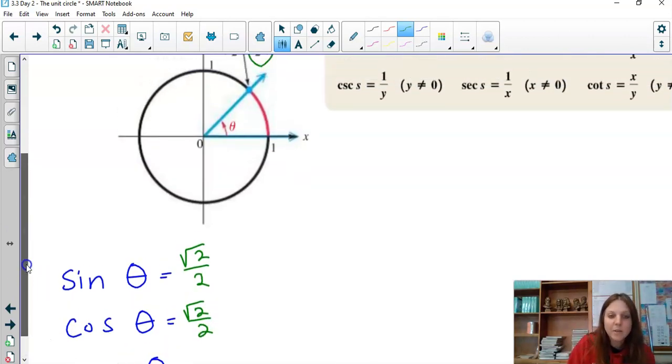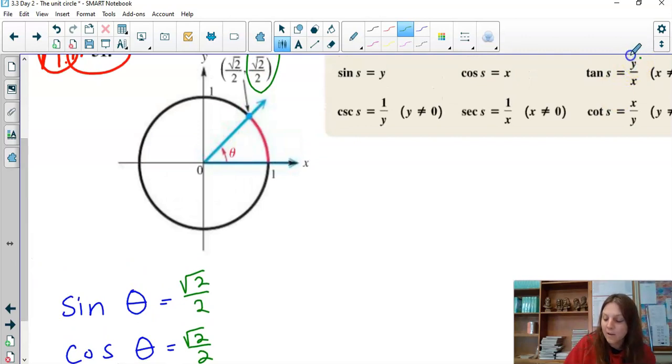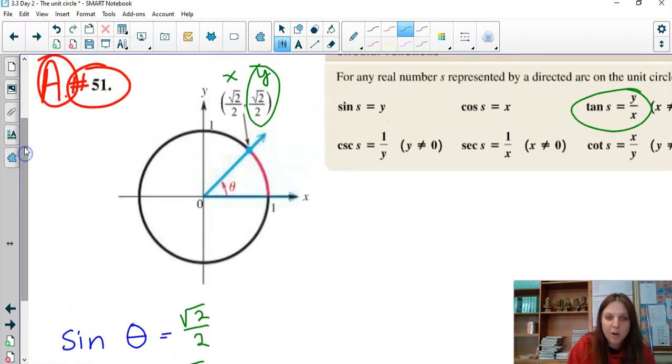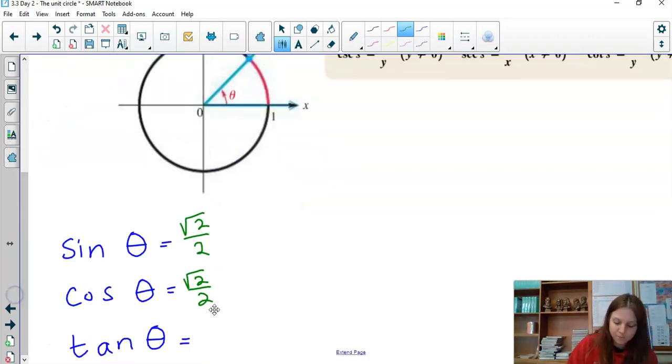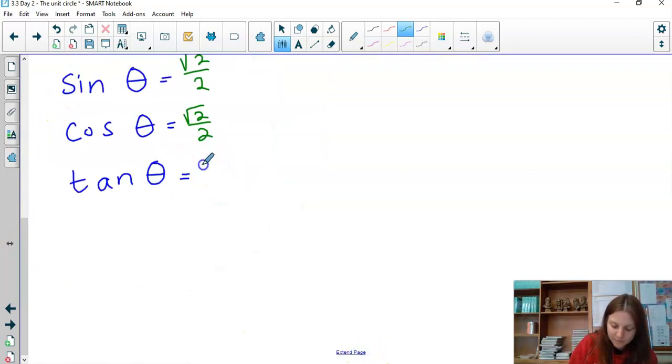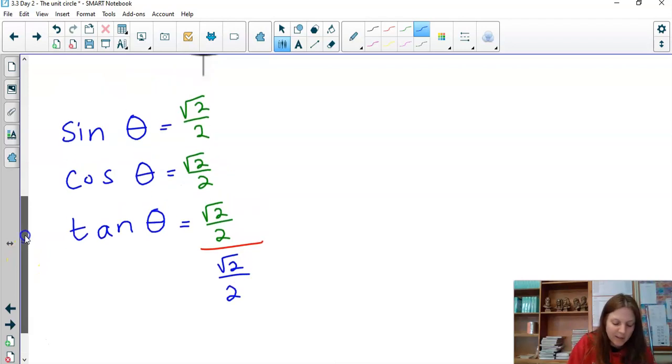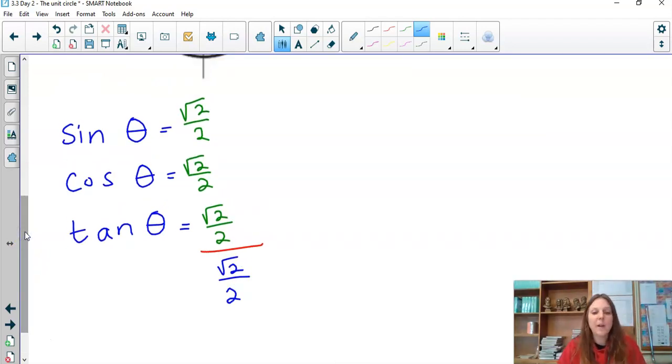And the tangent is going to be the y divided by the x. So make sure you're picking the y first. They're not usually going to be the same numbers like they are in this one. I have to put the y first. So it'll be square root of 2 over 2 divided by the square root of 2 over 2 because it's y divided by x. Okay, now I can't leave it like that. I need to simplify the fraction, and then I'm going to have to rationalize probably the denominator.